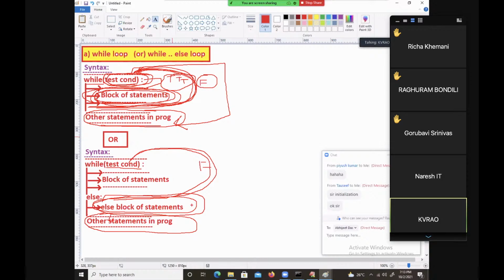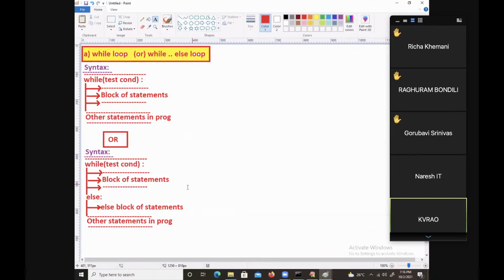Don't expect that after the else block is executed, it will go to the while loop again. No, because the condition came false. False means it is over. Execution of the while loop is over. Execute the else block of statements if it is present, then execute other statements in the program. This is called the execution part of the while loop.